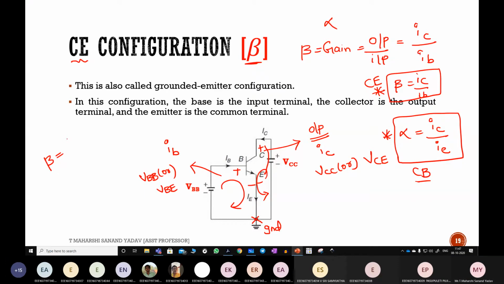Beta is the CE configuration amplification factor. Okay, output by input current. What is the output current? IC. Input, IB. That's it. And there is one more name for beta also, which we shall see later. Simply remember now, it is called transport factor.